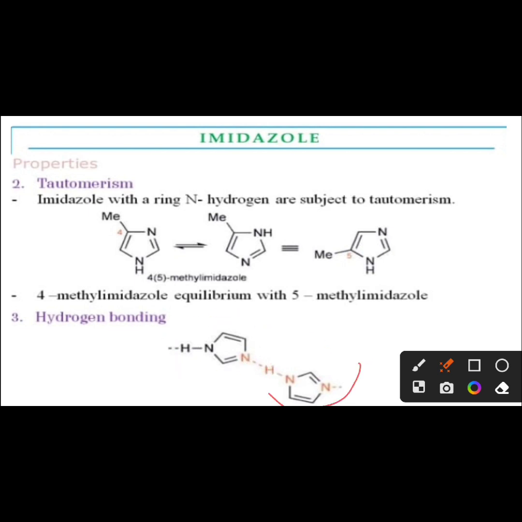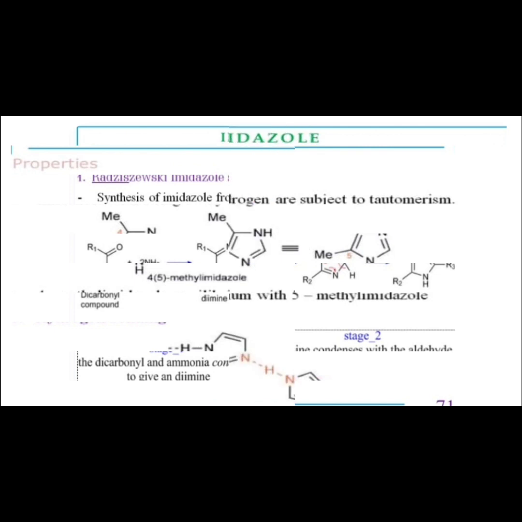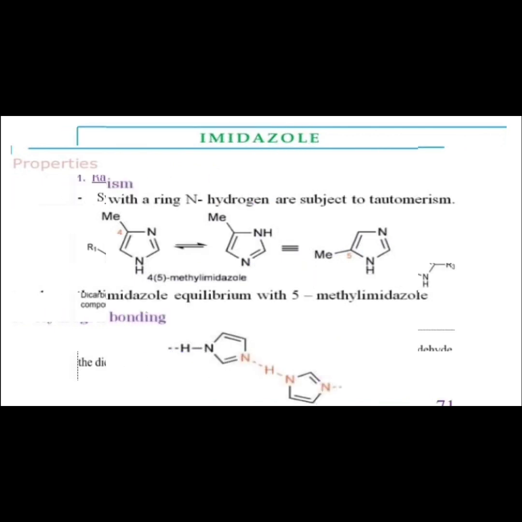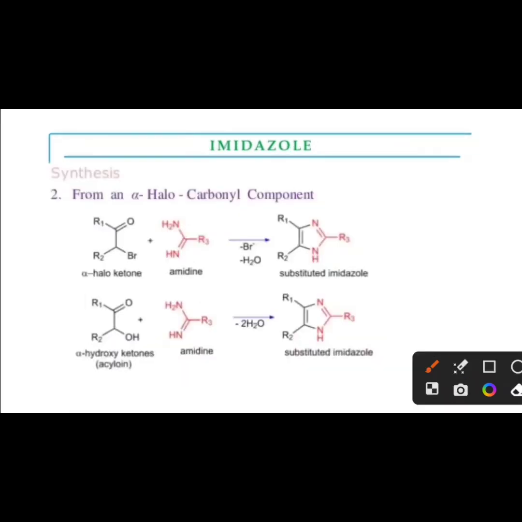The two structures of imidazole, with this nitrogen-hydrogen and nitrogen-hydrogen bonding, here is the hydrogen bonding. Now see the synthesis of imidazole. First is the synthesis of imidazole from a dicarbonyl, an aldehyde and ammonia. The reaction is completed in 2 stages.